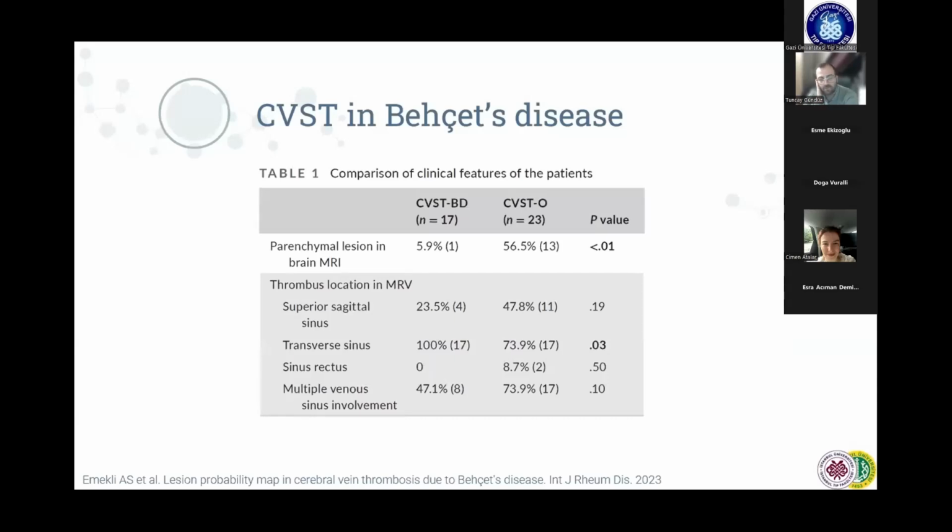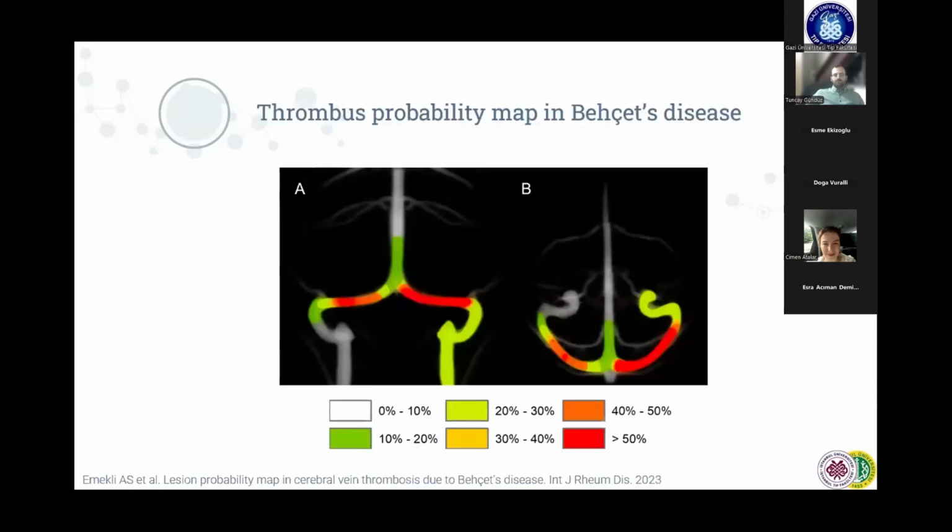So this is from one of our studies that compared the CVST in Behçet's disease with other non-inflammatory CVSTs, which also showed that in all patients, transverse sinuses were affected. And other studies also confirmed that the involvement of transverse sinuses was 80 to 100%. So we also did a new thing, a thrombus probability map in Behçet's disease. Basically, we delineated all the thromboses in Behçet's disease patients and other CVST patients.